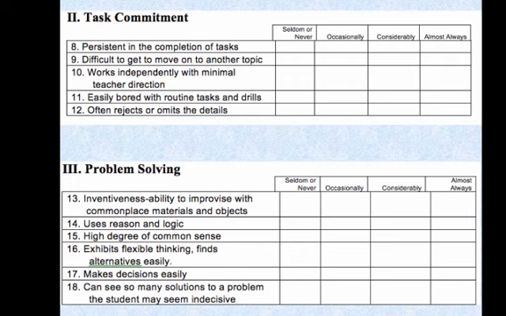The next section, problem solving. We look at his inventiveness, ability to improvise with commonplace materials and objects. Does he use reason and logic? Does he have a high degree of common sense? Does he exhibit flexible thinking and find alternatives easily? Does he make decisions easily? Can he see so many solutions to a problem that he may seem indecisive?